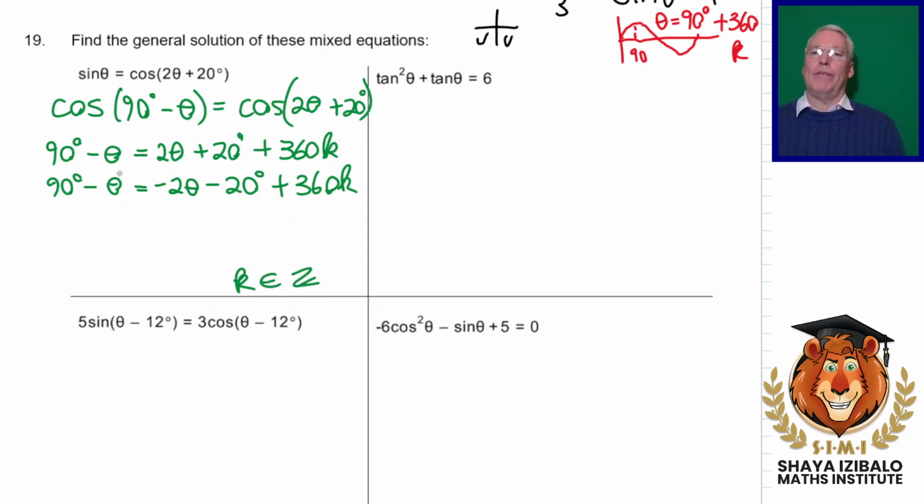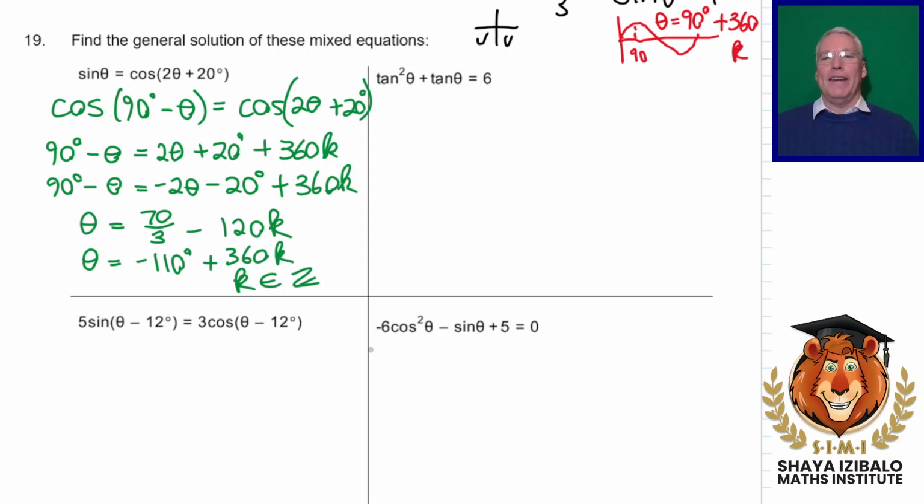Okay, from here it's just algebra. If we subtract 2 theta from both sides, we get negative 3 theta. Here we've got negative 70. When we divide through by negative 3, we get 70 over 3 minus 120k. That's from the top one. All right, or here, if we add 2 theta to both sides, we just get theta here. If we subtract 90 from both sides, we get negative 110. So theta is minus 110 degrees plus 360k.